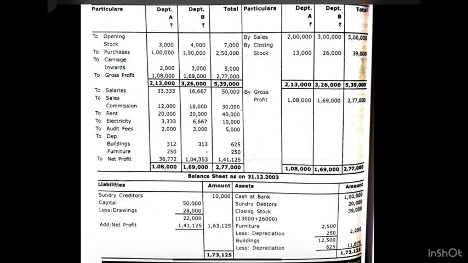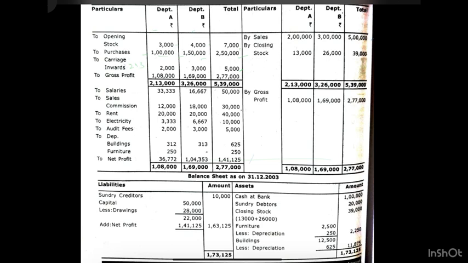Okay, we'll start with the opening stock as given in the problem: 3,000 and 4,000, and the total is 7,000. Purchases as given: 1 lakh, 1,50,000 and 2,50,000. Carriage inwards, they have given only the total amount of 5,000. This is to be divided between Department A and B in the purchase ratio. If we cancel zeros, it becomes 10:15, that is 2:3. So 5,000 divided in the ratio of 2:3, you'll get 2,000 and 3,000.